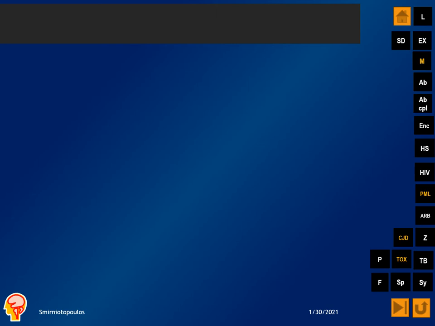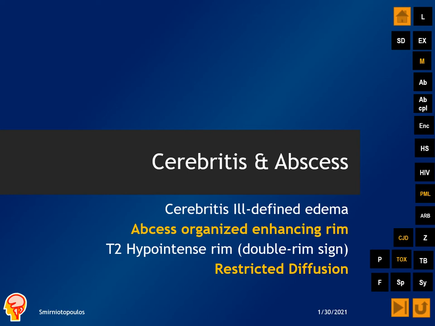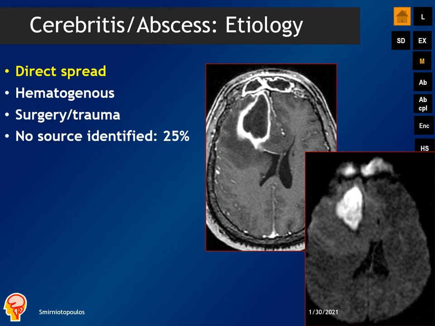Let's now talk about intraaxial parenchymal infections, cerebritis and abscess. Cerebritis is oftentimes visualized as ill-defined edema. As the infection organizes, we develop an abscess, which may have an enhancing rim. When we have an abscess, we talk about a T2 hypointensity, and we also talk about the internal slight hyperintensity, which is called the double rim sign. The classic description of an abscess is that the pus in the center of the enhancing ring is going to have restricted diffusion.